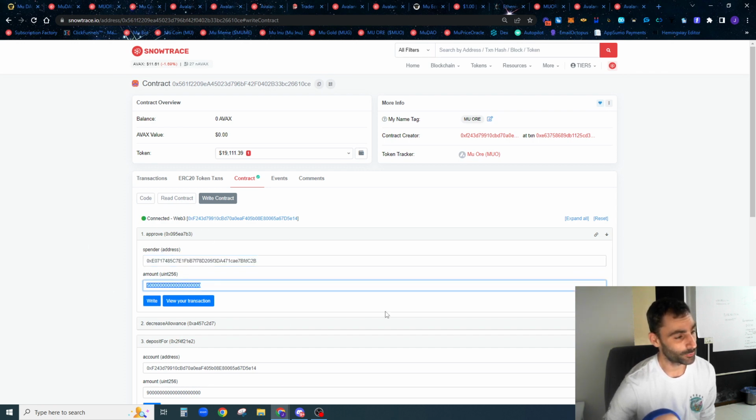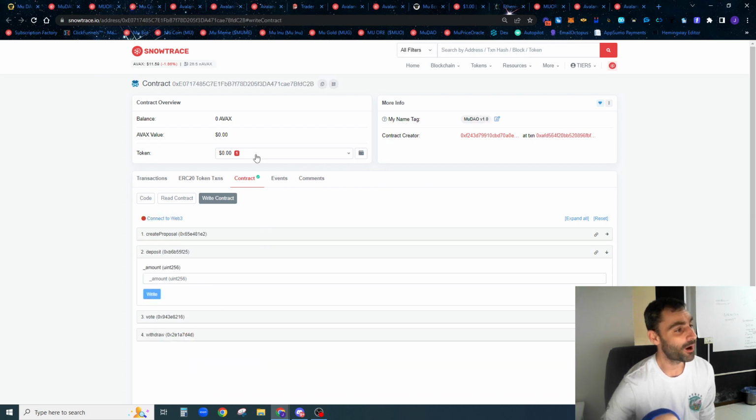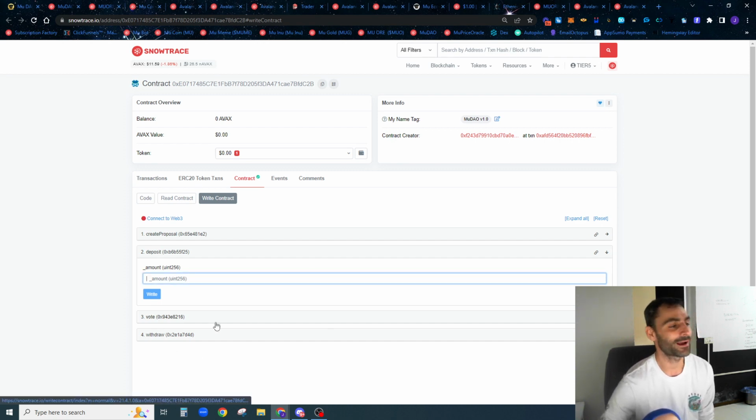Once you do this approve function on the mu ore contract, you're saying, hey, I want the Mu DAO to be able to take some mu ore out of my wallet and deposit it into the Mu DAO for me, because I'd like to participate in the actual DAO. Only after you do that can you do this deposit, and it will actually work.